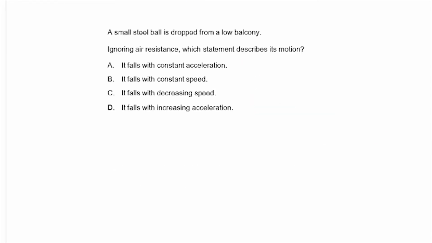A small steel ball is dropped from a low balcony, ignoring air resistance. Which statement describes its motion? So as a steel ball is dropped from a balcony, it falls with constant acceleration. Yeah, acceleration due to gravity is 10. That seems to be correct.